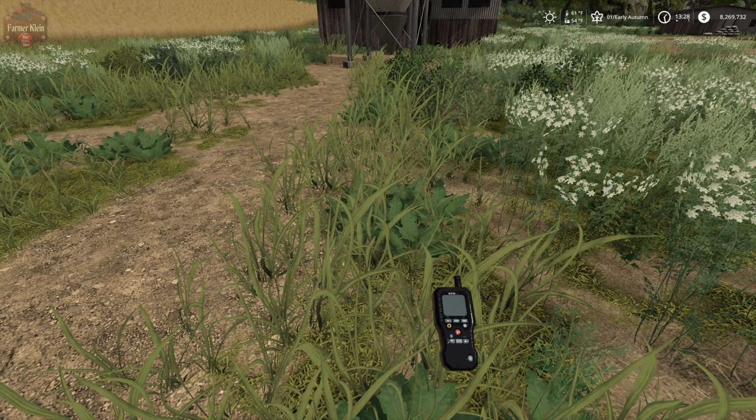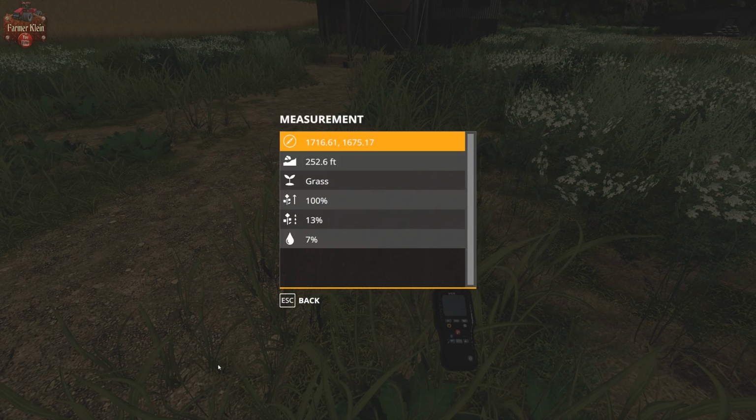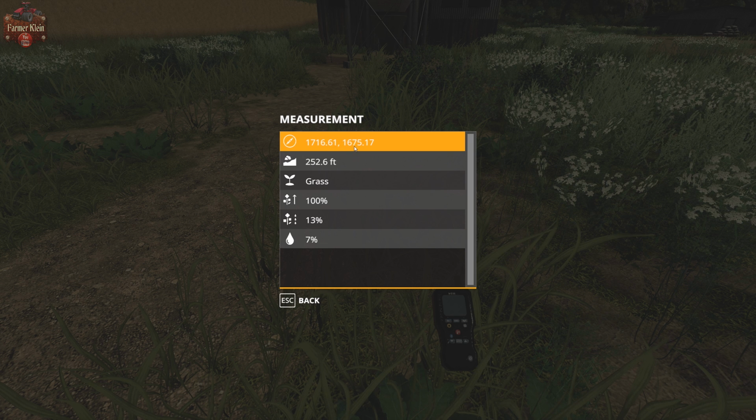The way you use it is you point it at whatever you want to measure, click on it, and you get some information. So for ground measuring, you get the coordinates that you are looking at. Those are the map coordinates. You get the elevation in feet for my settings. Get the fill type, in this respect, grass. Get growth indication. We're at 100% growth. Get crop moisture, and you get ground moisture.